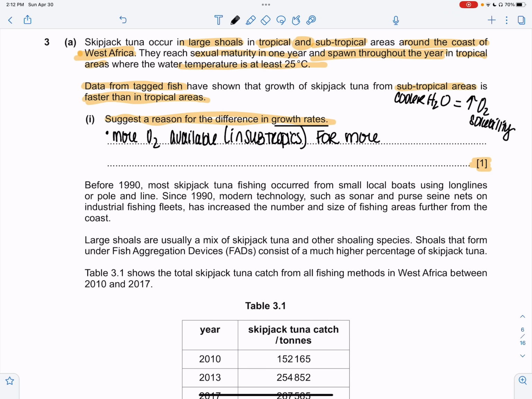So more oxygen will mean more respiration. And if there's more respiration, then we'll have more energy for growth.